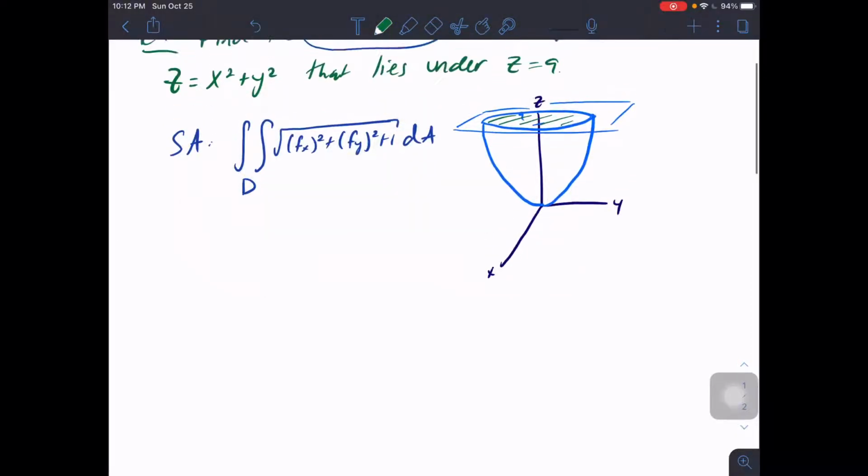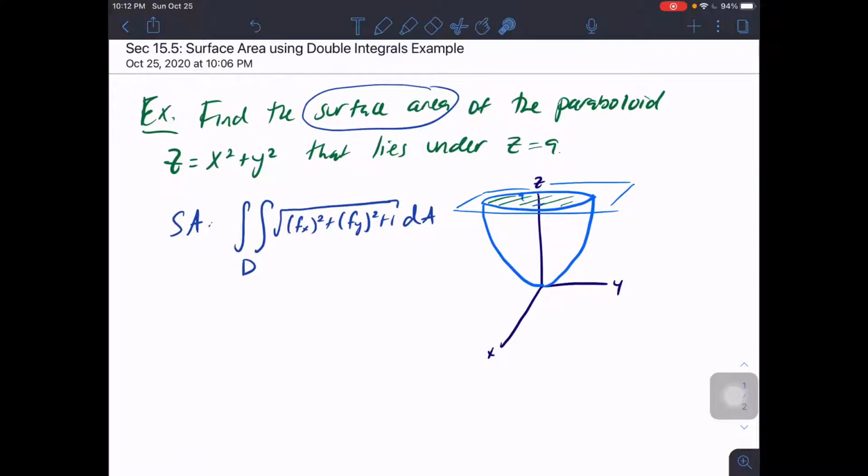And let's reread the question. It says, find the surface area of the paraboloid under this plane z equals 9. And so the paraboloid shoots up and keeps going up forever, but they only want us to find the surface area of this bottom piece here, okay? The part that's underneath. So we need to see what this is. Remember that here you're trying to find the surface area of the surface of some function above some region D. So the question is, what is this region D?